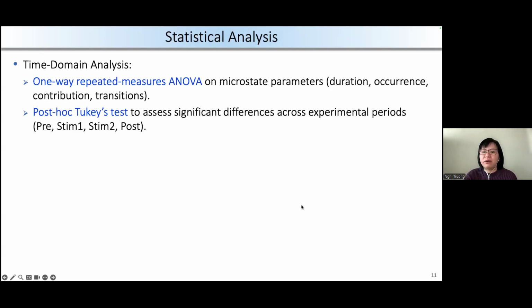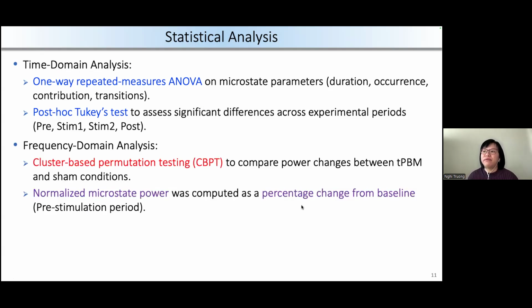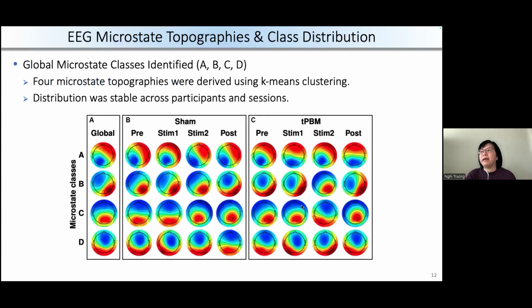For the statistical analysis in the time domain, we conduct a one-way repeated measures ANOVA on the microstate temporal parameters, followed by a post-hoc test to identify significant differences across experimental periods. In the frequency domain, we use cluster-based permutation tests to compare spectral power changes, normalizing microstate power as a percentage change from the pre-stimulation baseline.